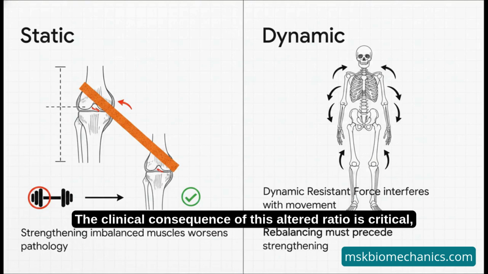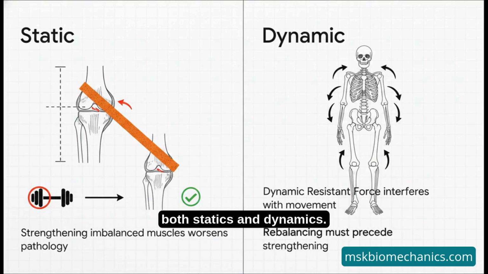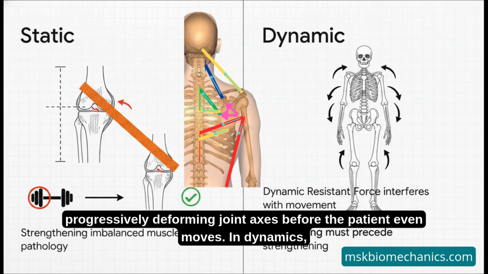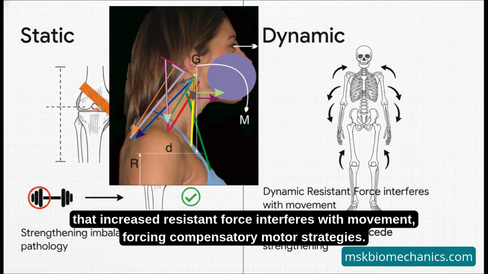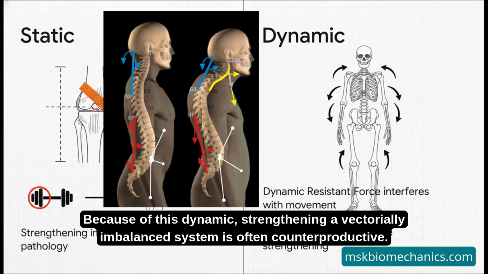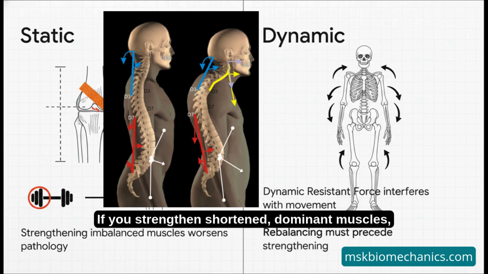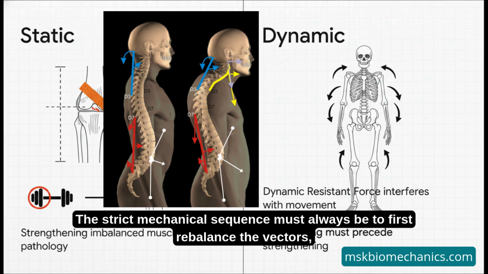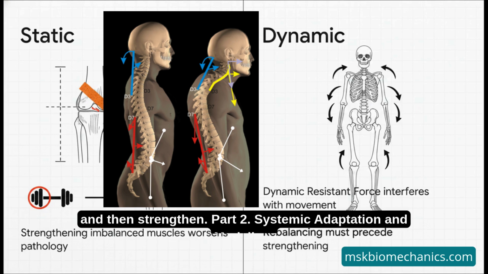The clinical consequence of this altered ratio is critical in both statics and dynamics. In statics, the shortened muscle exerts persistent traction at rest, progressively deforming joint axes before the patient even moves. In dynamics, that increased resistant force interferes with movement, forcing compensatory motor strategies. Because of this dynamic, strengthening a vectorially imbalanced system is often counterproductive. If you strengthen shortened, dominant muscles, you are simply adding force in the exact direction producing the misalignment. The strict mechanical sequence must always be to first rebalance the vectors, and then strengthen.